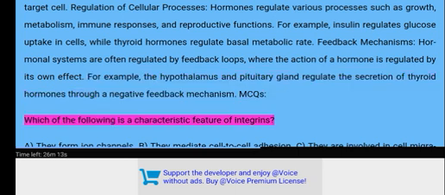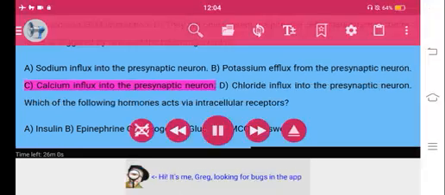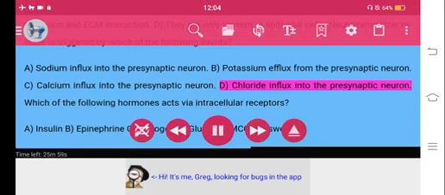MCQs. Which of the following is a characteristic feature of integrins? A. They form ion channels. B. They mediate cell-to-cell adhesion. C. They are involved in cell migration and ECM interaction. D. They are only present in epithelial cells. C. Calcium influx to the presynaptic neuron. D. Chloride influx into the presynaptic neuron.